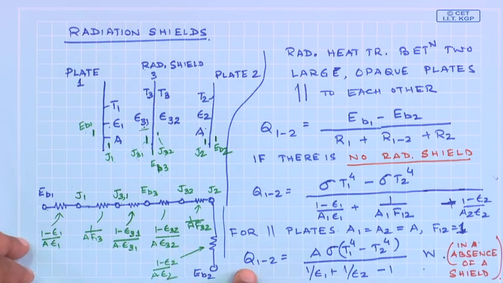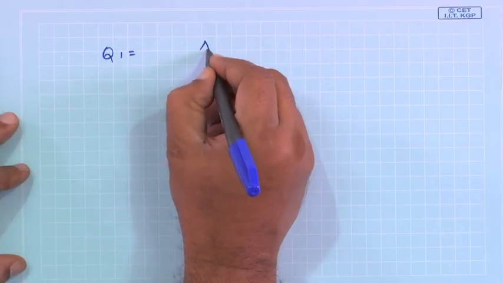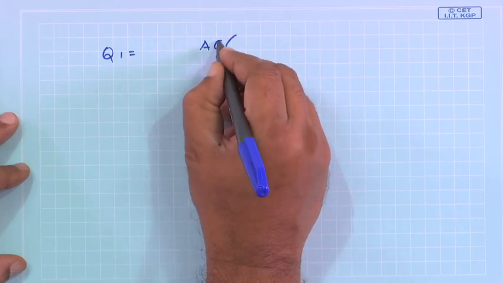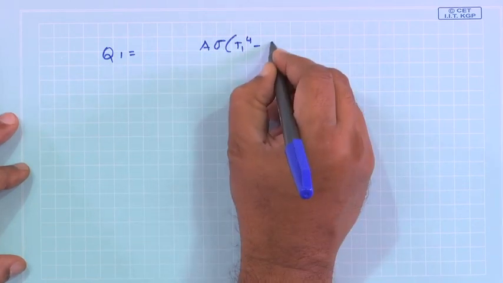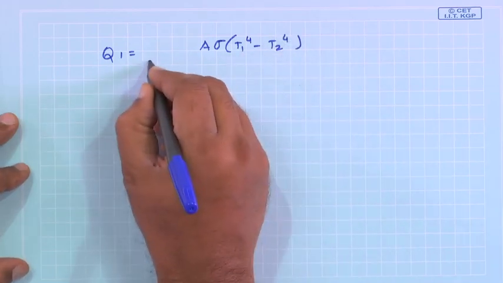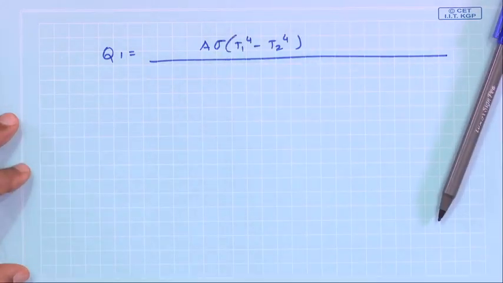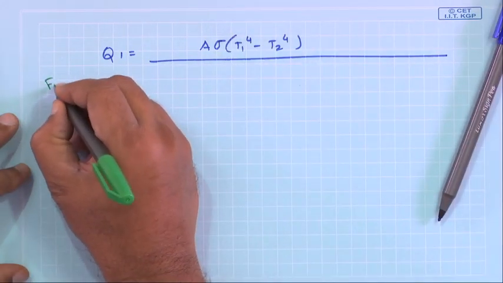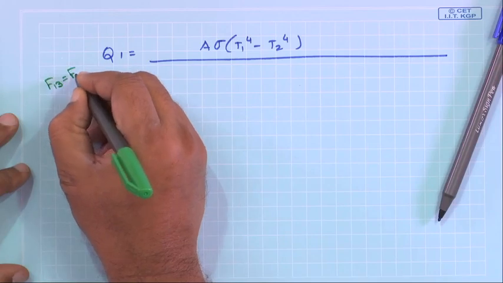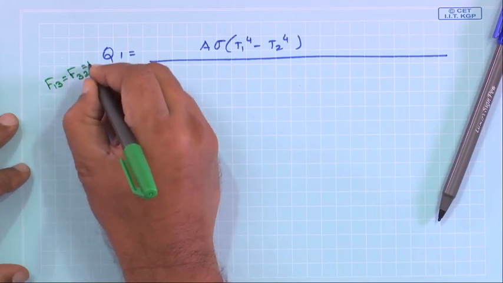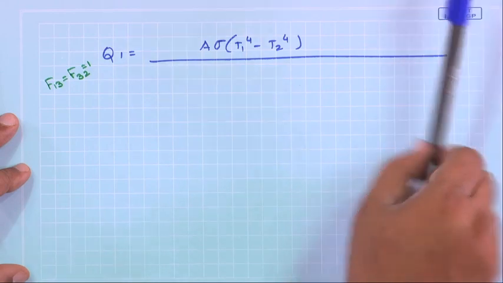Now, if I write the same formula for radiation shields, Q1 would simply be A sigma T1 to the power 4 minus T2 to the power 4 over the sum of all resistances. Here we assume that F13, since the plates are long and parallel, is going to be equal to 1.